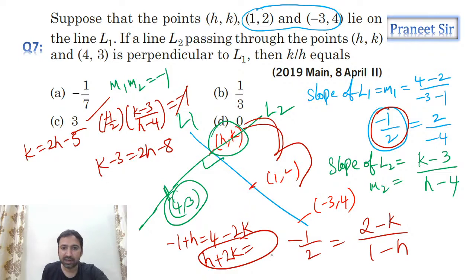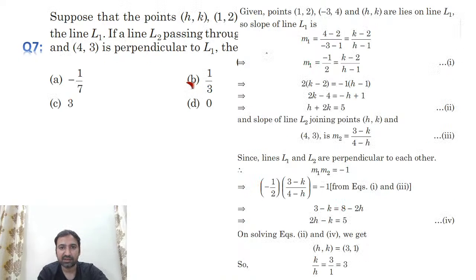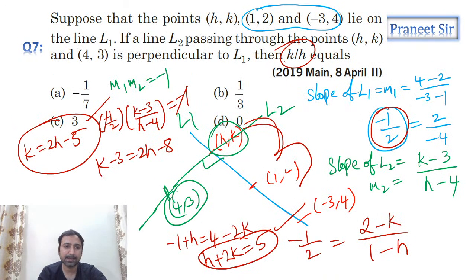Right, so here what we are getting is h plus 2k is equal to 5. So we need to solve these two equations, and then we can obtain the k value and h value, and then we can calculate k by h value. So 1 by 3 we should get. Yeah, these two equations we are getting: 2h minus k is equal to 5, and h plus 2k is equal to 5. Otherwise we can subtract these two, that is also fine.